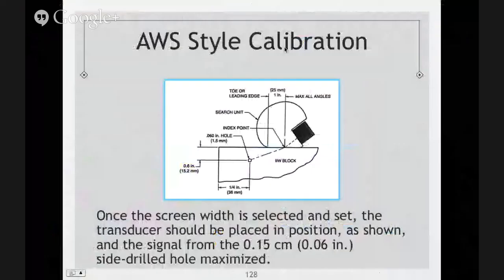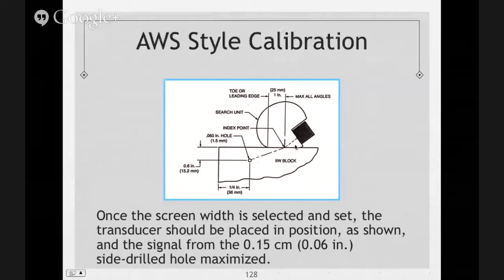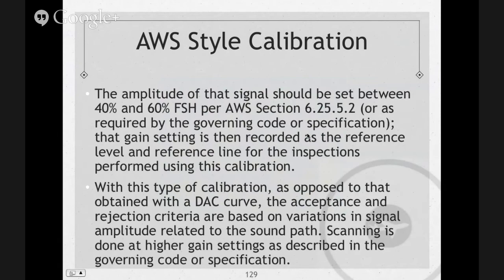You have a side drill hole, and you're shooting it at an angle. When you hit it dead on, you're going to bounce back and receive that signal. And then the amplitude of the signal should be set between 40 and 60 FSH, and that is full screen height, right?